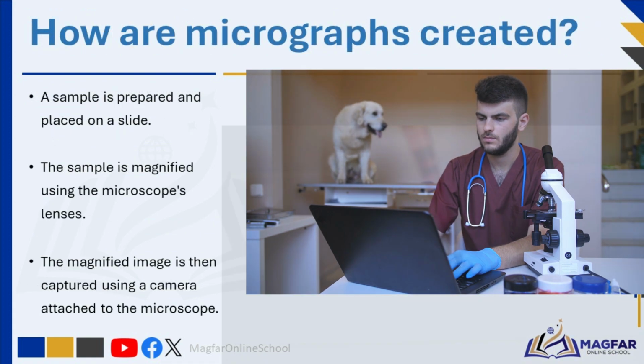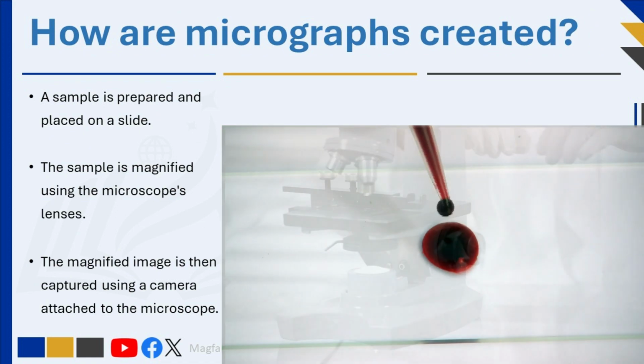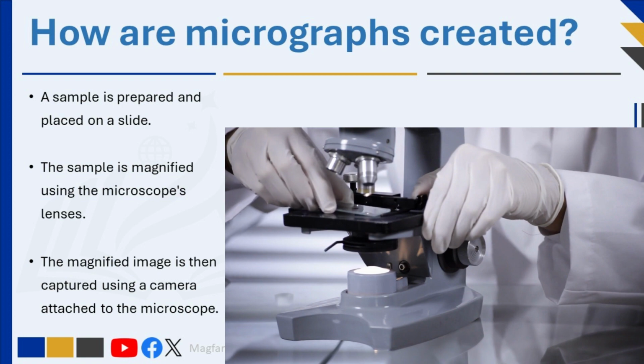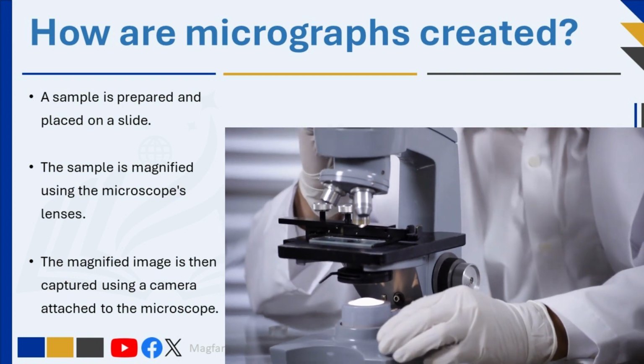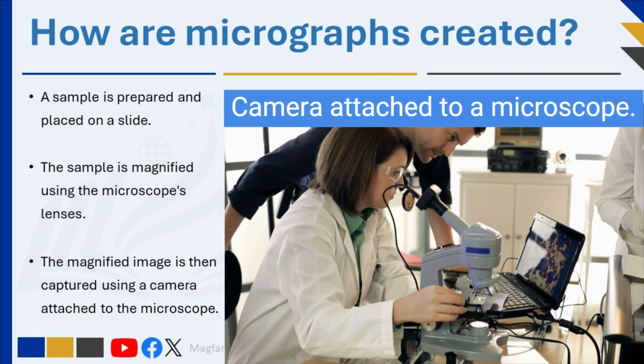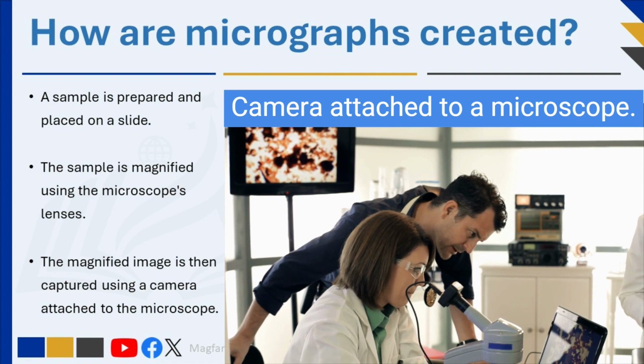How are micrographs created? Well, the specimen or sample is prepared and placed on a slide. The sample is magnified using the microscope's lenses. The magnified image is then captured using a camera attached to a microscope.